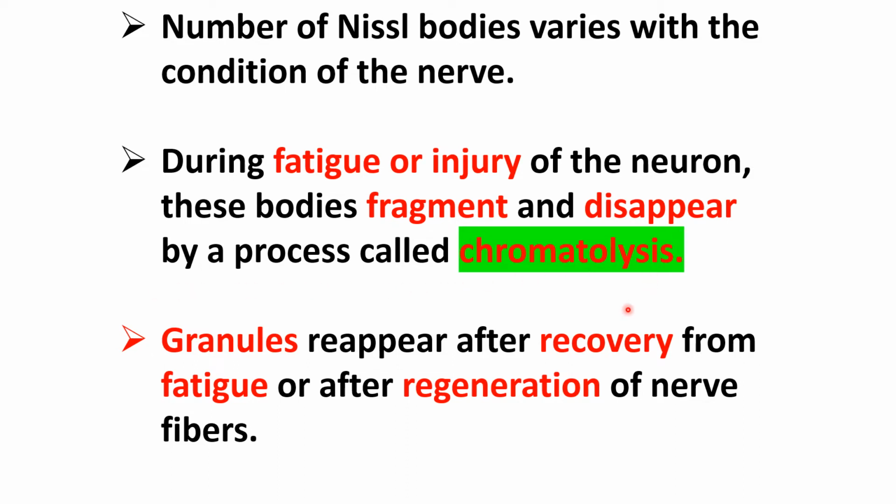So what is chromatolysis? It is the process by which the Nissl bodies fragment and disappear from the nerve cell body due to injury or during fatigue. This process is known as chromatolysis. The granules reappear again after recovery from fatigue or after regeneration of the nerve fibers.